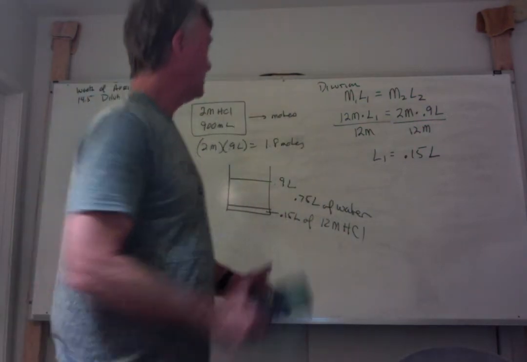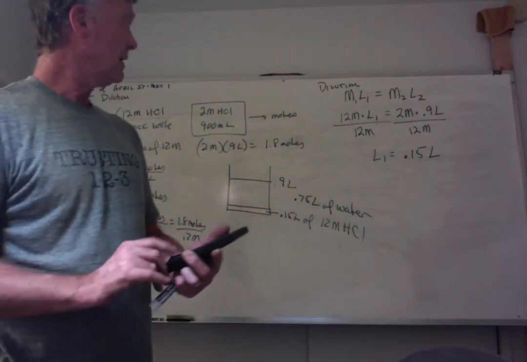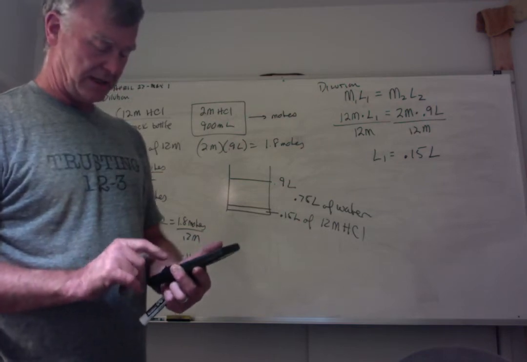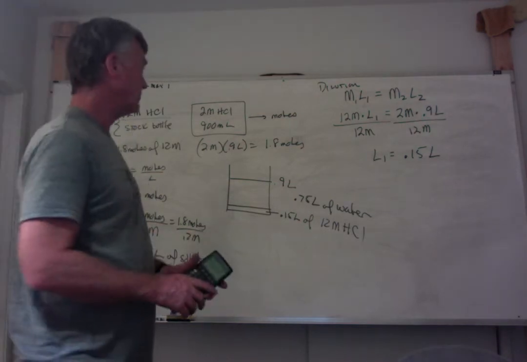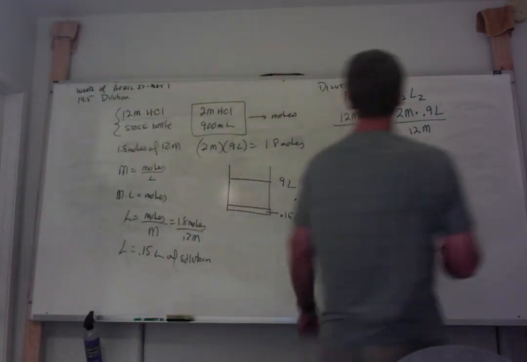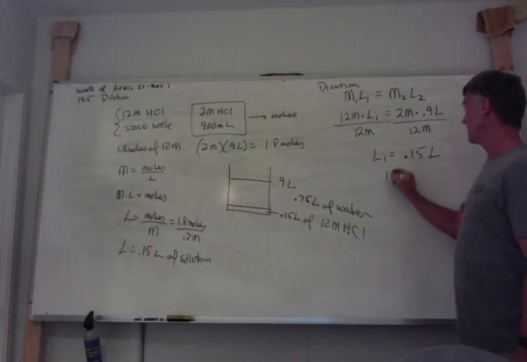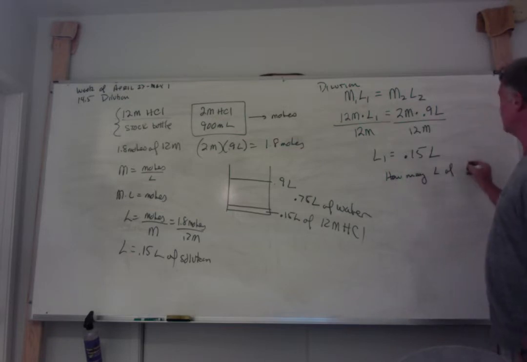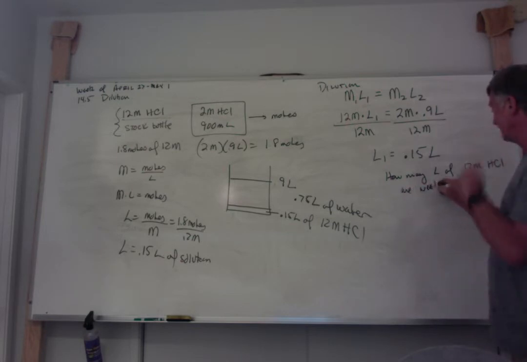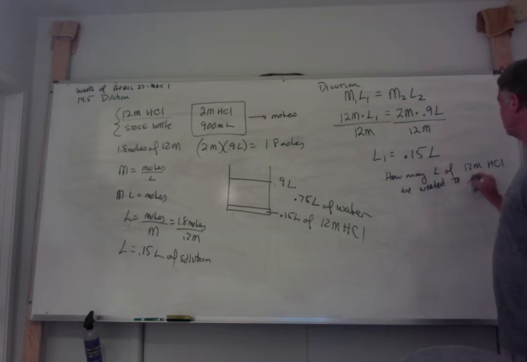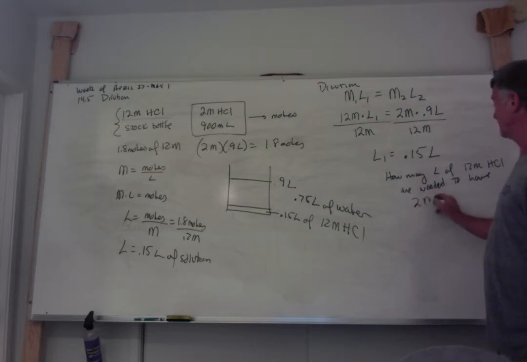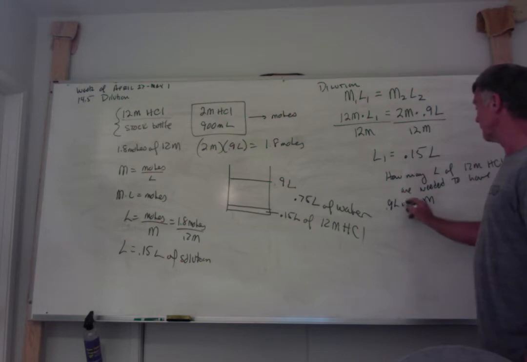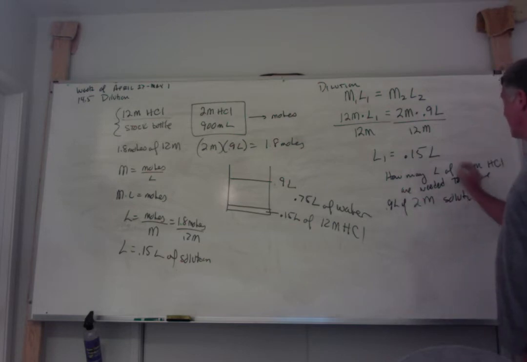Right? So let me just check. 12 times 2 times 0.9... 1.8 divided by 12, yeah, 0.15 liters. Now, if I was to just ask the question, how many liters of 12 molar HCl are needed to have 0.9 liters of 2 molar solution, well, then the right answer is 0.15.